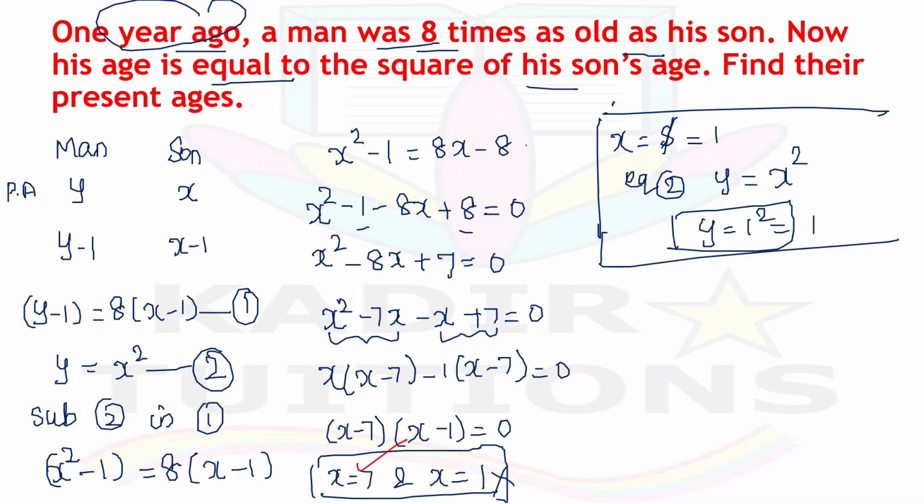So now what is the present age of the son? Son's age is x, right? So first we'll write that son's age, which is x, is equal to 7 years. And now the man's age: what is the relation between the son's and man's age in the present? It's going to be x square, and actually the man's age in y format. So 7 square will give us 49 years. So these are the answers for the question.